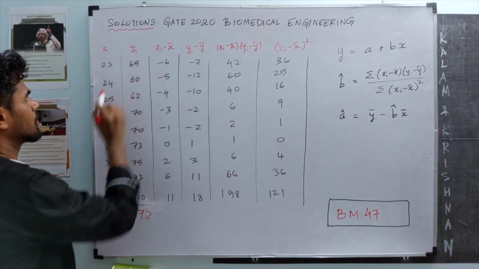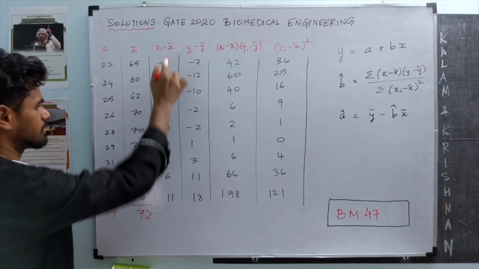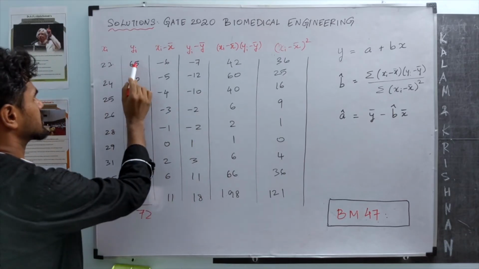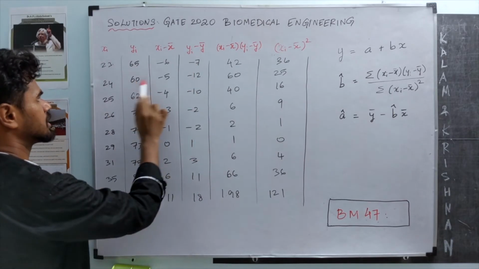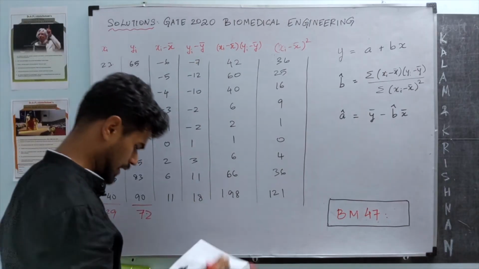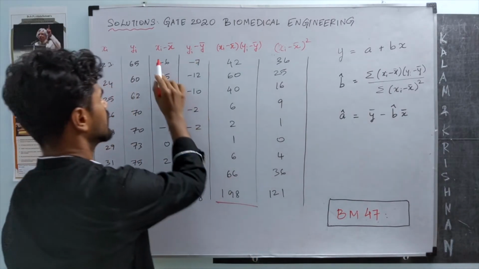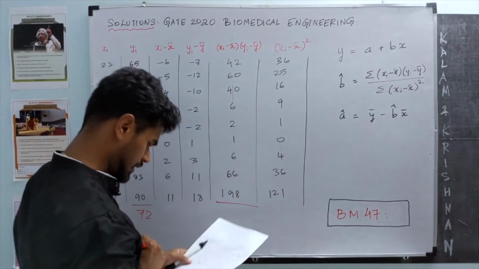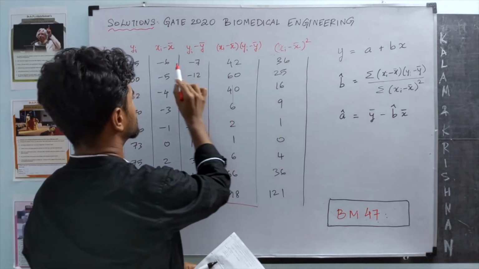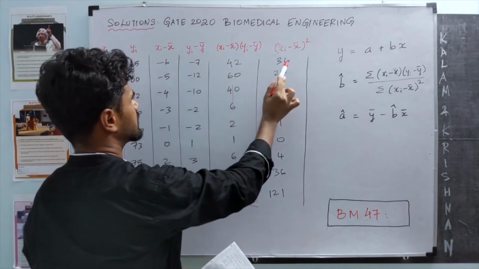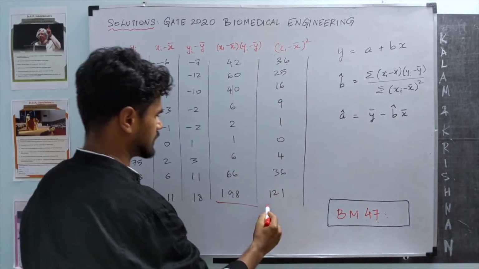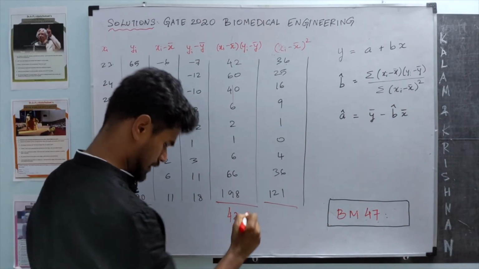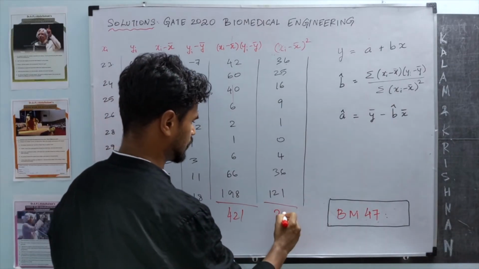Find xi minus xi bar, so 23 minus 29 is minus 6, fill this one up. Find yi minus y bar, so 65 minus 72 is minus 7, 60 minus 72 is minus 12, fill this up. Then the product of these two, so minus 6 into minus 7 is 42. Similarly, fill this table, and in this table the square of xi minus xi bar, so 6 square is 36, 5 square is 25. Again fill this up. So the sum in the numerator here is 421 and the sum in the denominator is 248.